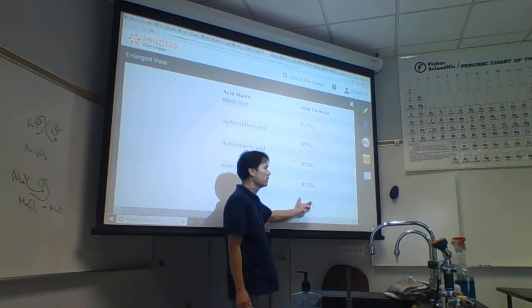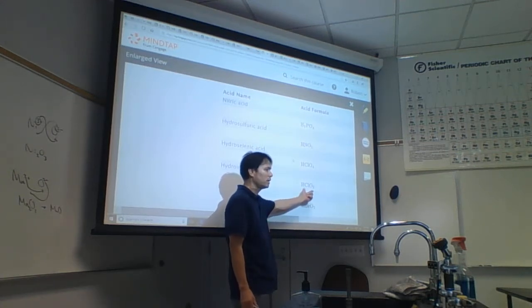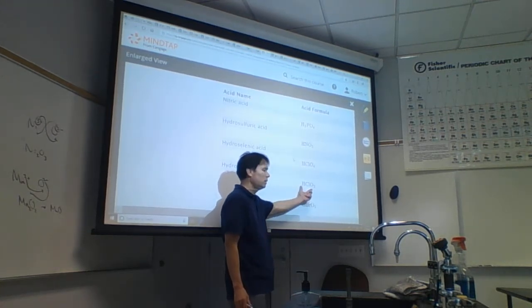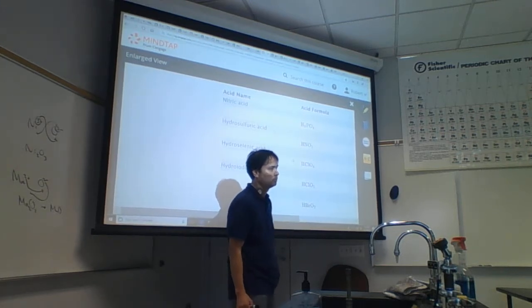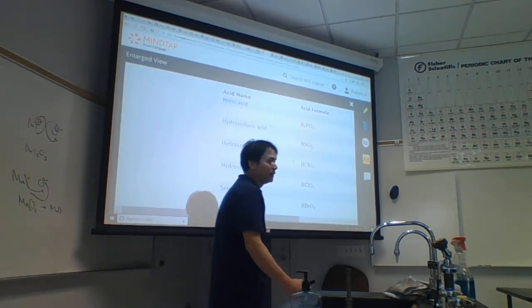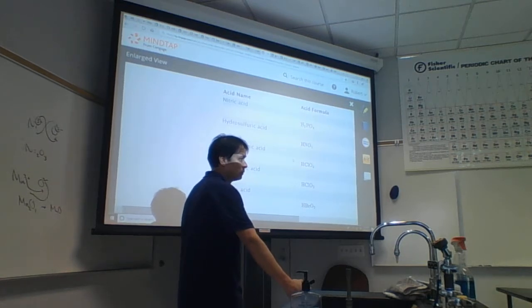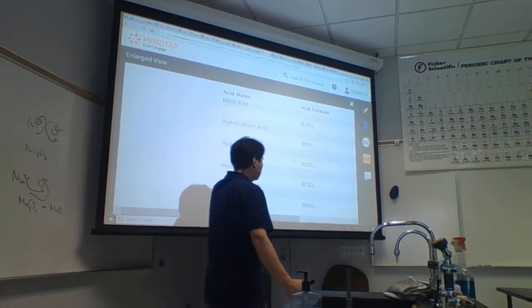The ionic compound name would be the cation name, hydrogen, and the anion name. What was the anion name on this again? Chloride. And so we'll name this as the acid. So what is the acid name on this? If it's chlorite, then the acid name would be chlorous acid. This is chlorous acid here.